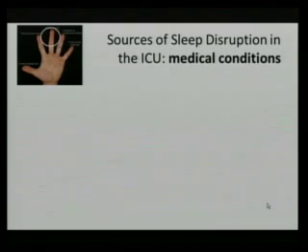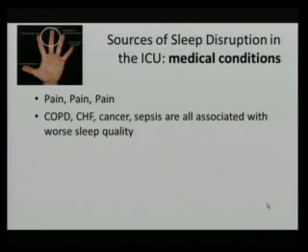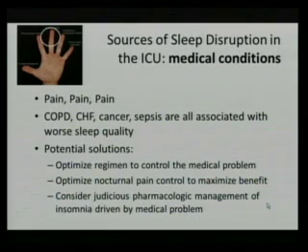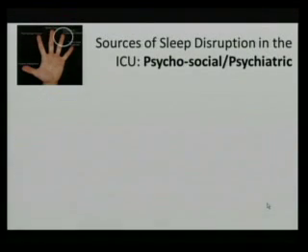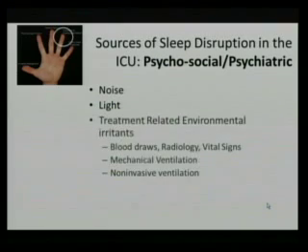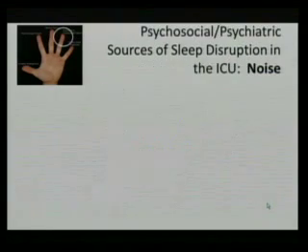What about medical conditions in the ICU? The top three are going to be pain. So pain, pain, pain. People in the ICU, particularly the SICU, but also in the medical ICU, are in pain. Other medical problems like cancer, sepsis, COPD, CHF are known to be associated with worse sleep quality. And so the potential solutions to this are that we really think about the nocturnal time frame, and we think about, are we managing this person's symptoms enough to allow them to get some sleep at night? This may mean that we think about their nocturnal pain control differently than their daytime pain control. There's a lot in this domain: noise, light, treatment-related environmental irritants, and fear and anxiety, and also delirium. So I'm going to talk about each of these in time.